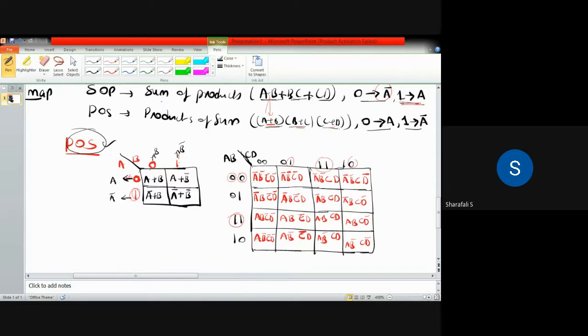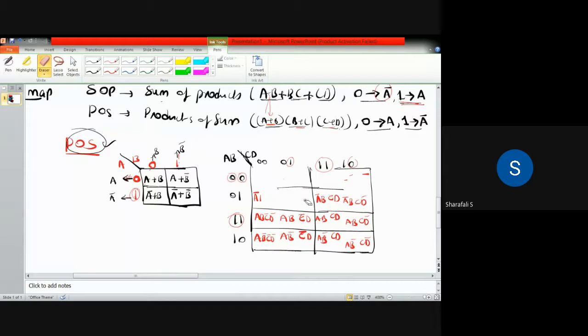There you will have A plus B, or you can say A or B, A or B bar, A bar or B, A bar or B bar. That is the correct representation. Now similarly, we can do the same for a 4 by 4 K-map, that is the four variable K-map.